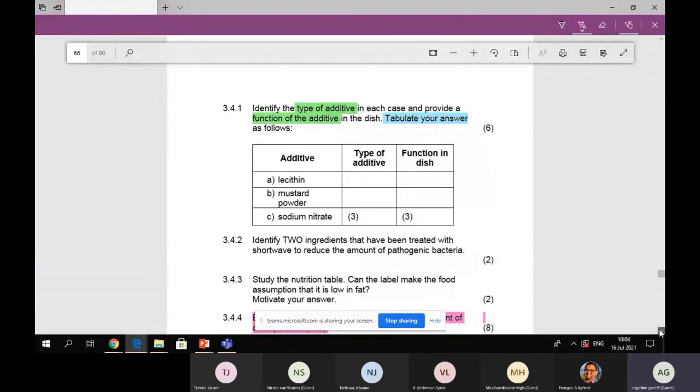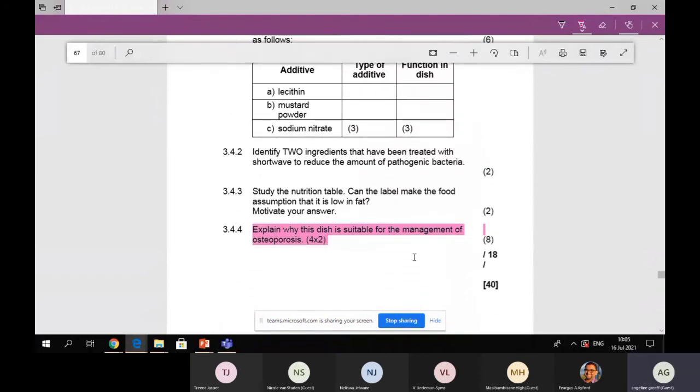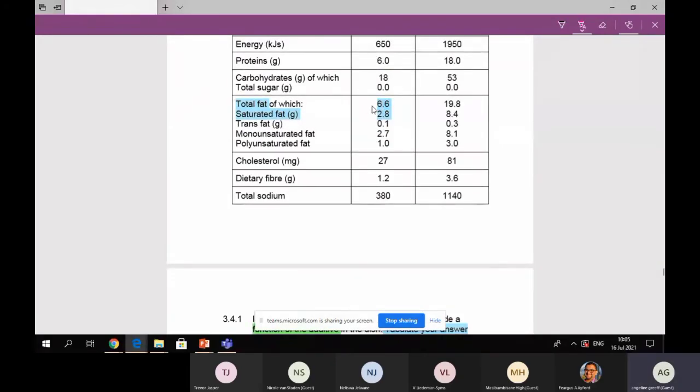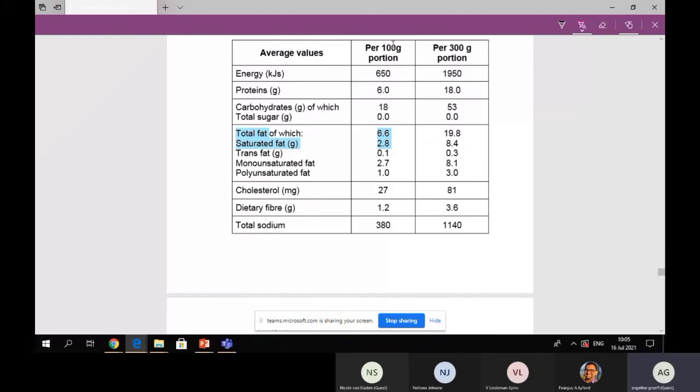Then we go down. It says 3.4.3. Study the nutrition table. Can the label make the food assumption that it is low in fat? Motivate your answer. So then you go and have a look. Total fat is 6.6 per 100 grams. So when we go back to our table, we see in order for it to say that it's low fat, it must be 3 grams or less. Let's go and have a look at the answer so that you can see.